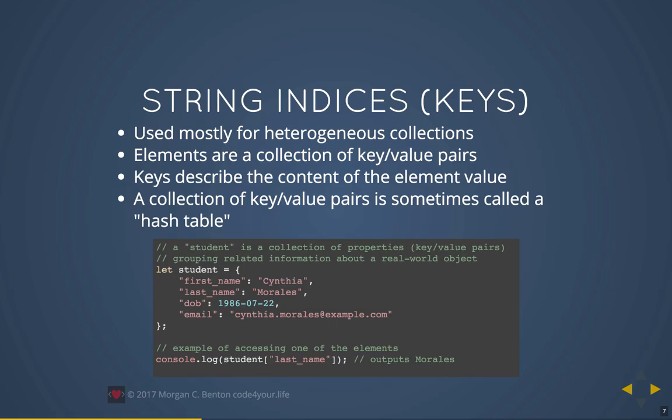So if you look at this snippet below, we have a student object here, and it is a collection of key value pairs, the keys being first name, last name, date of birth, and email, and then the values associated with those are the name, the date of birth, the email address. And you can see that these are different types of values, and they are described by their string indices or their keys. Right? And then if you need to access one of them, for example, if we want to get the last name, it's the same as with numeric indices, but inside of the square brackets, instead of putting the number, you're going to put the string, which is the name of the key.